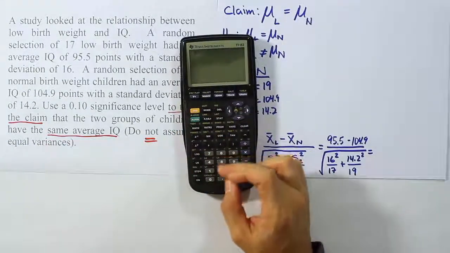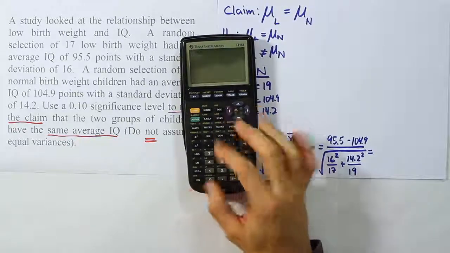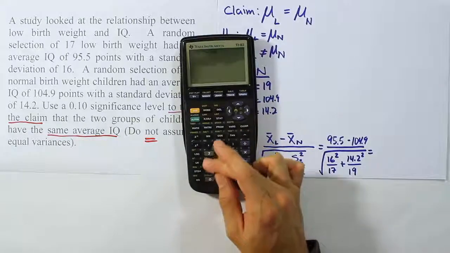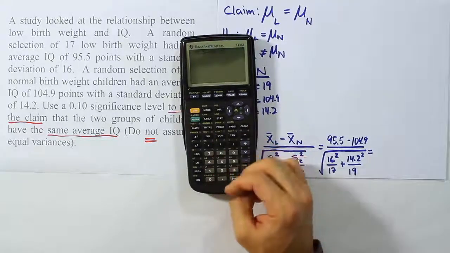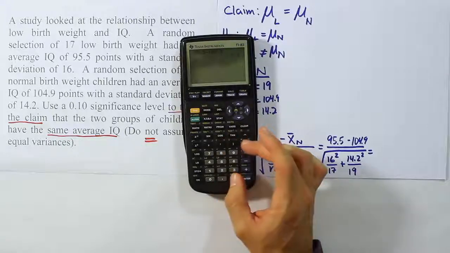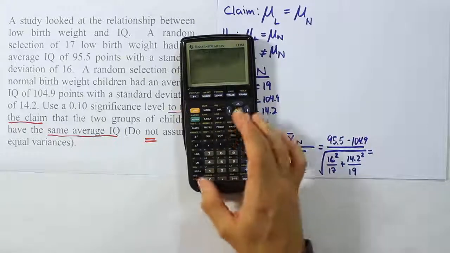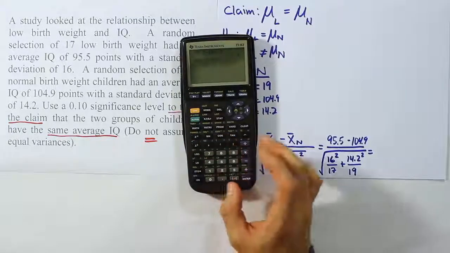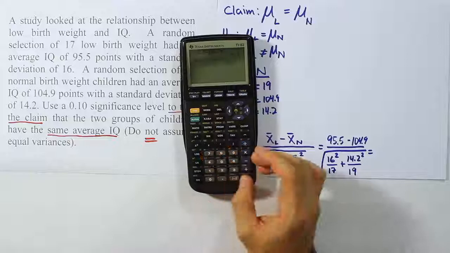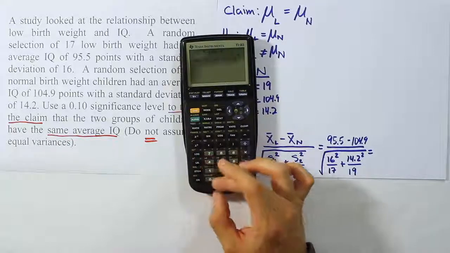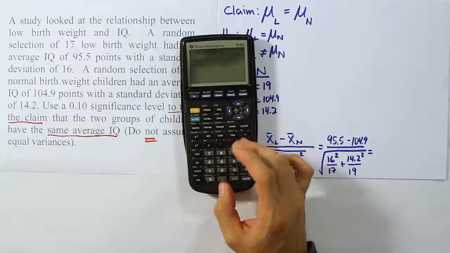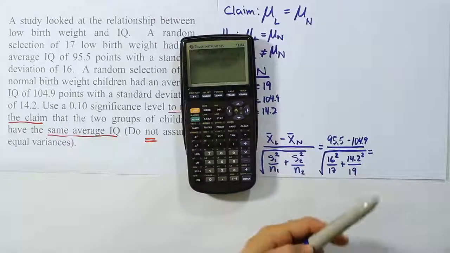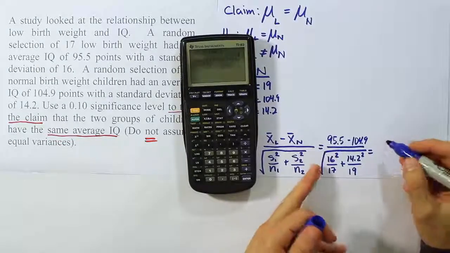So we'll have 95.5 minus 104.9. And then we're going to take that answer and we're going to divide it by the square root here. So square root of 16 squared divided by 17 plus 14.2 squared divided by 19. Close up the parenthesis, hit enter, and we end up with a test stat of negative 1.86.